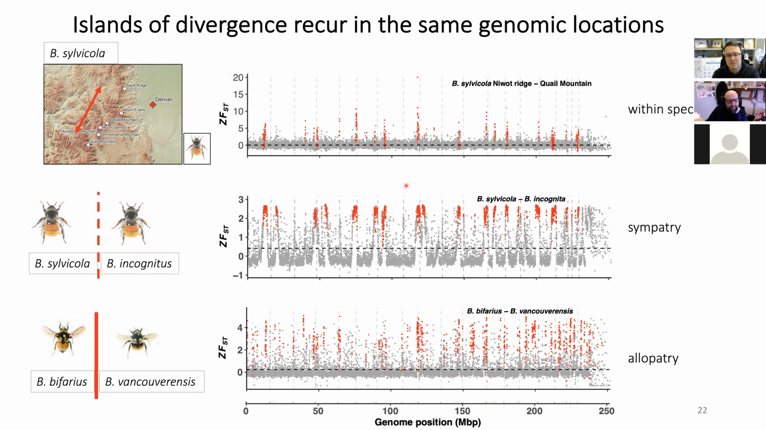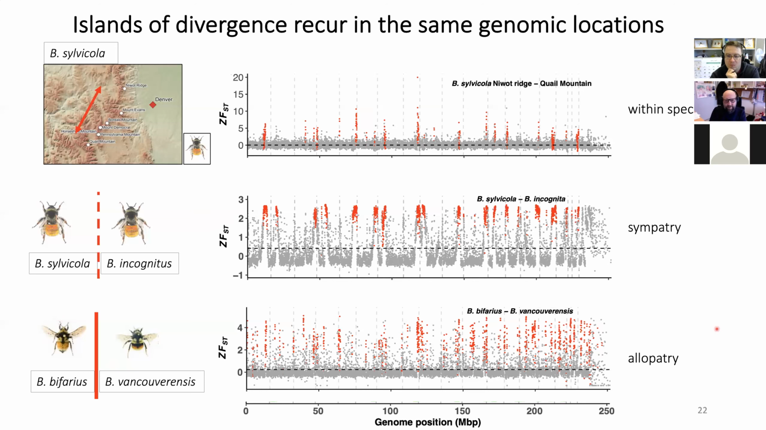across three different comparisons. The first is when we compare genome variation in populations of the same species from different locations. The middle panel is the two species that we found in sympatry, and then finally the bottom one is the two species that are found in different locations.